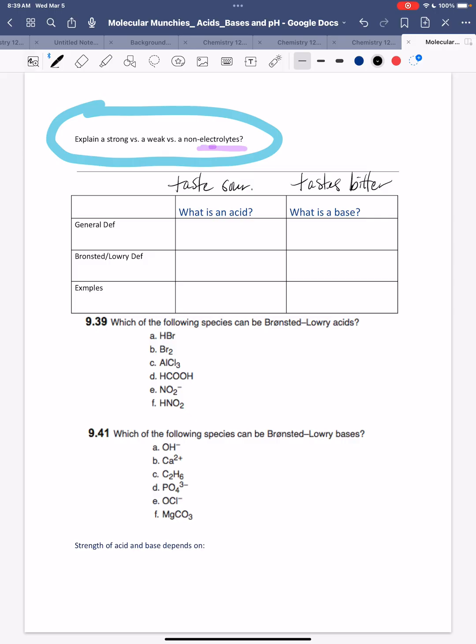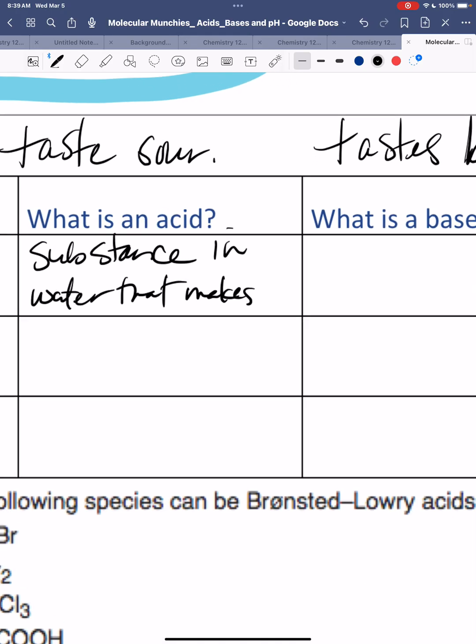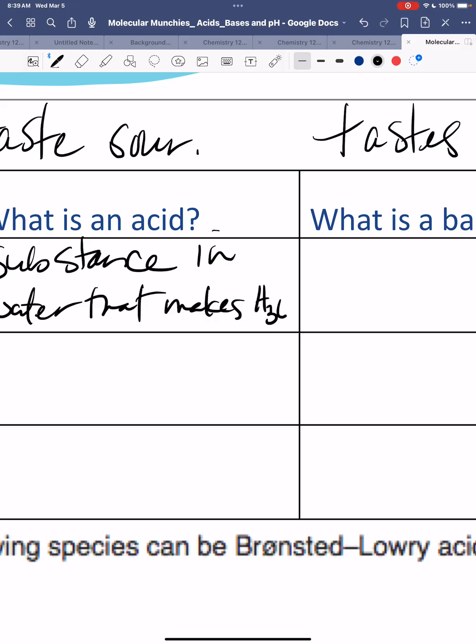An acid is basically a substance that creates H3O plus when put in solution. A substance in water that makes H3O plus. Okay, and we call this particle hydronium. It is one of the polyatomic ions we spoke about before. I'm going to write this so you can actually read it. Hydronium. It's one of the polyatomics we spoke about early on in the quarter.